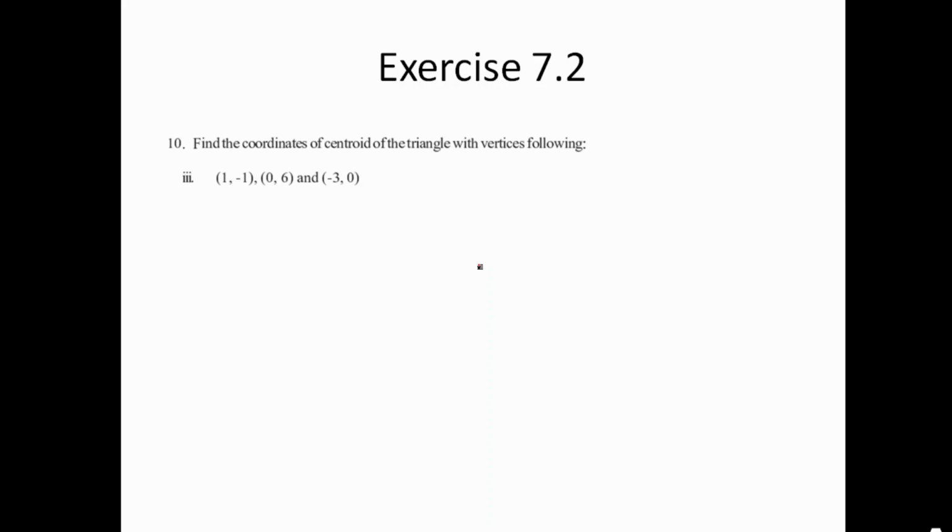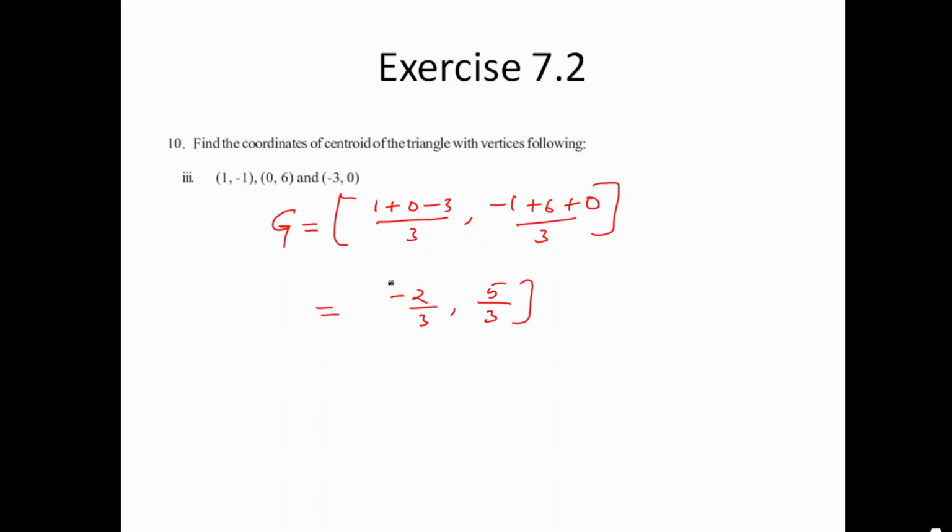Okay. So let's look at the next one. I think this is the last one. So G is equal to x1 plus x2 plus x3 by 3, y1 plus y2 plus y3 by 3. So this is your minus 2 comma 3, and this is your 5 by 3, which is the required centroid of the vertices ABC.